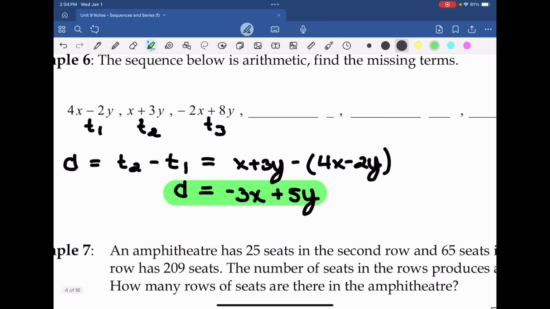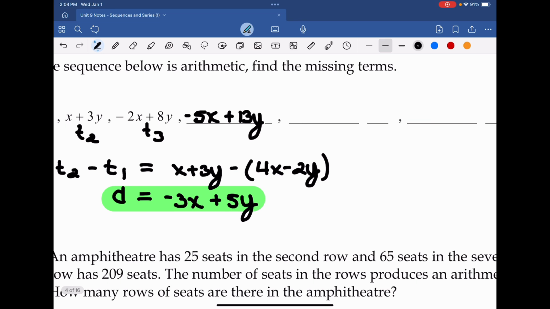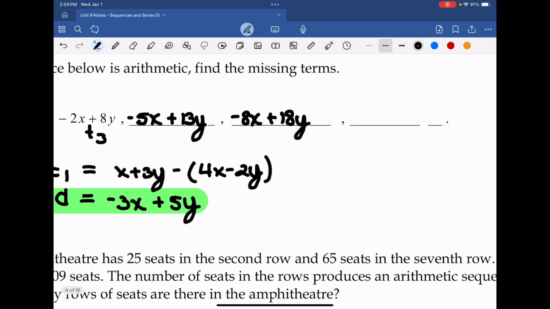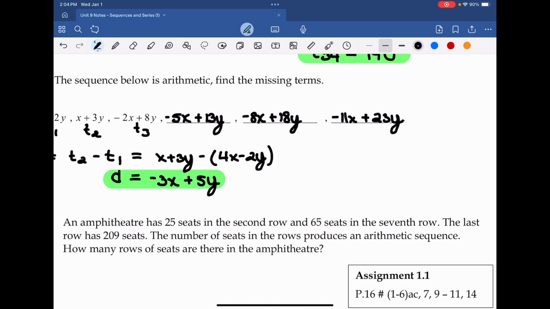So every new term we get, we have to subtract 3x's and add 5y's. So let's do that. Negative 2x minus 3x's is going to give us negative 5x. 8y plus 5y gives us plus 13y. Perfect. We have our third term in the sequence. Okay, let's do that for the next one. Negative 5 minus another 3 gives us negative 8x. 13 plus the 5 gives us positive 18y. Okay, so we have T4. Now for our last one, we're going to take 8 minus 3 gives us negative 11x. 18 plus 5 gives us positive 23y's. And there you go. There's your third, fourth, and fifth terms in this sequence.